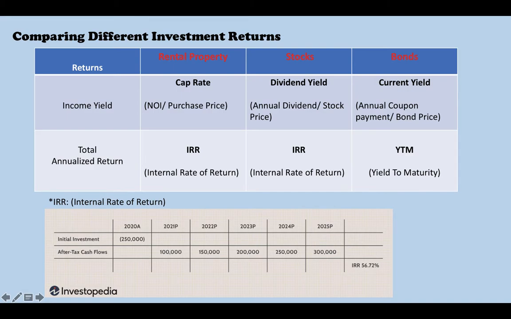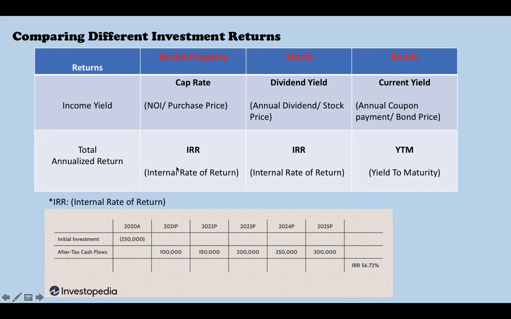What does that mean? They consider all the income. They include all the income and, at the end, the capital gain or capital loss. So you include all the cash flows in this. Then it's also time-weighted. So they are the same standard, and that's how you can compare them.